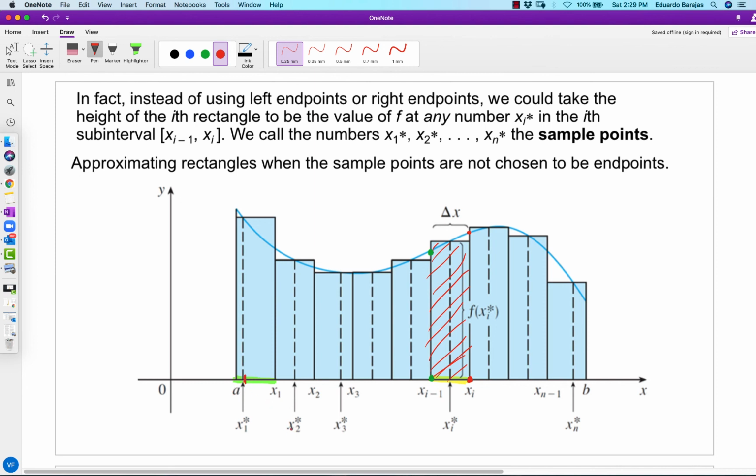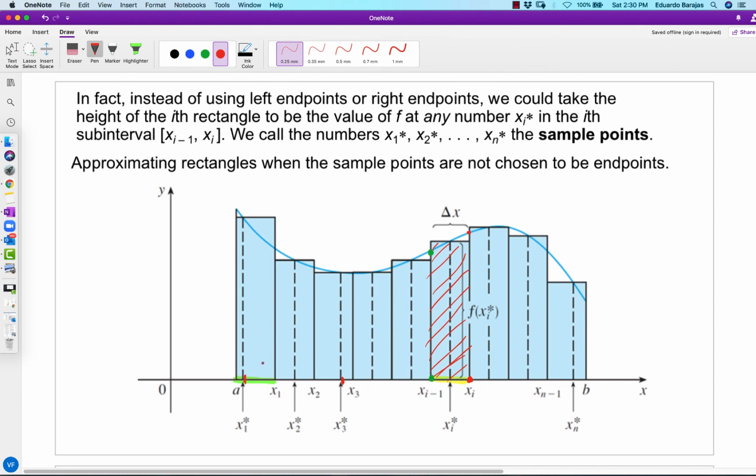And then x sub 2 star, again, it looks like it's closer to the middle, but it doesn't have to be right in the middle. x sub 3 star is clearly to the right of the middle. So again, not the middle value. So it could be anything in that little subinterval. And it can be shown that as long as you choose one value from within the base of each rectangle, anywhere in that base, it doesn't have to be in the middle, it could be on the right, it could be on the left, it could be anywhere in there.